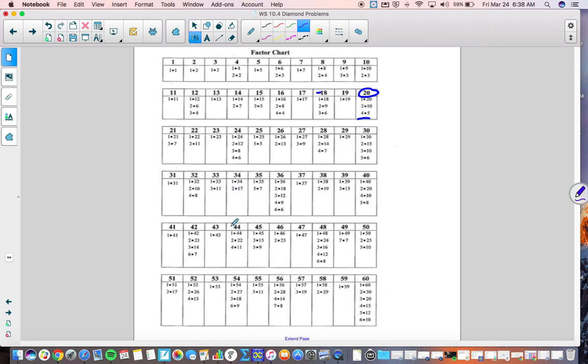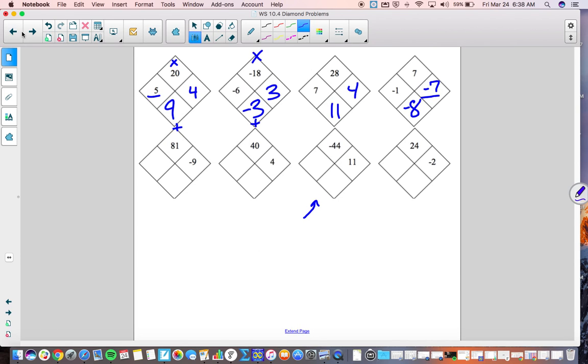It was a negative 44, and the 11 was positive. So that means the 4 is negative. Let's go back and see if that works. It's nice to have these two sheets side by side. Yes, negative 4 times 11 is negative 44. And then we add them up, we get 7. You got a few more to try down there.